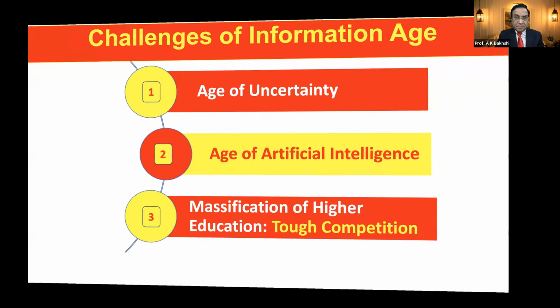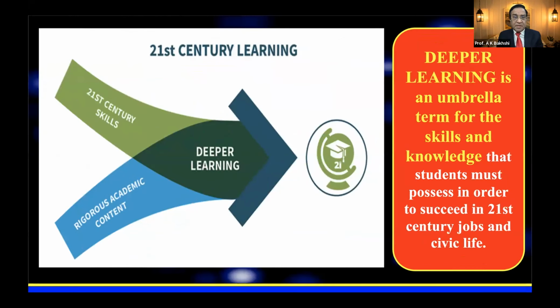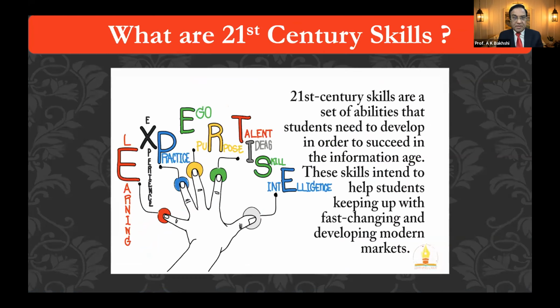So now the question comes, in such a scenario, how do you succeed? You know, in 21st century, if you have to succeed, you need two things. One is rigorous academic content. You have to be academically very, very sound. And second is, you need 21st century skills. These two taken together will lead you to deeper learning. What are these 21st century skills? These are a set of abilities that students need to develop in order to succeed in this information age.